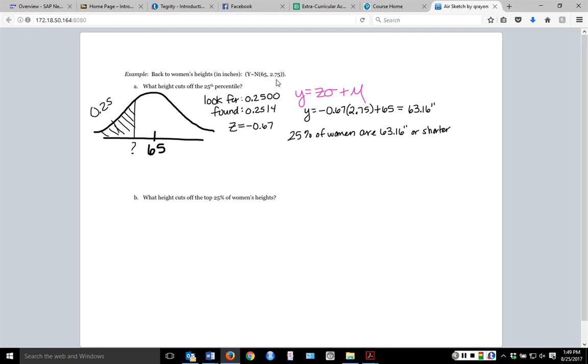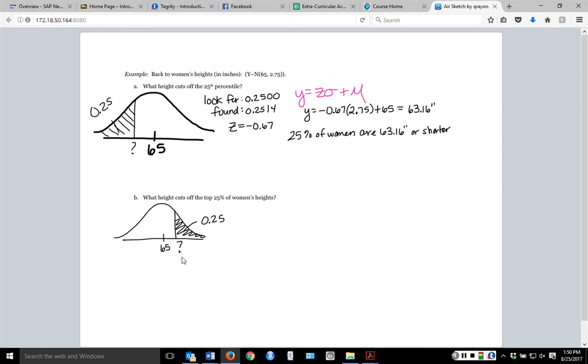For part B, we're asking to find a height that cuts off the top 25%. So we're going to start with that same picture, still centered at 65. Now this one I'm looking for the top, so the top tells me I'm looking for the right, so I want 25% on the right. At 65, 50% is to the right of it, so to have 25% to the right, I'm going to have to be somewhere over here. And this time I want this area to be 25%, and our goal is to find that number.